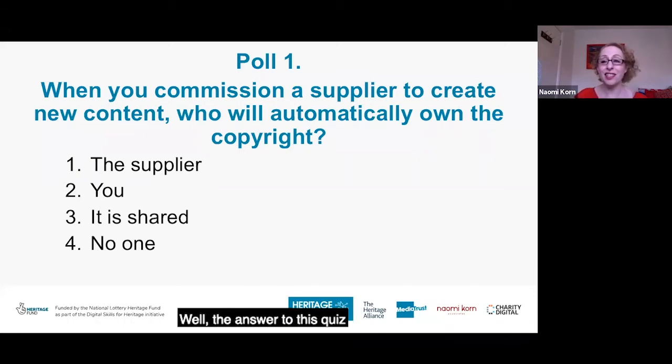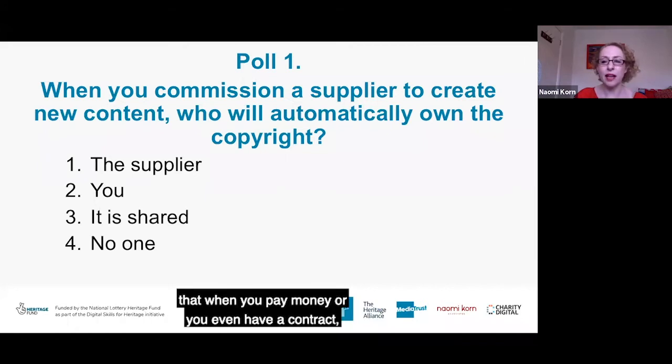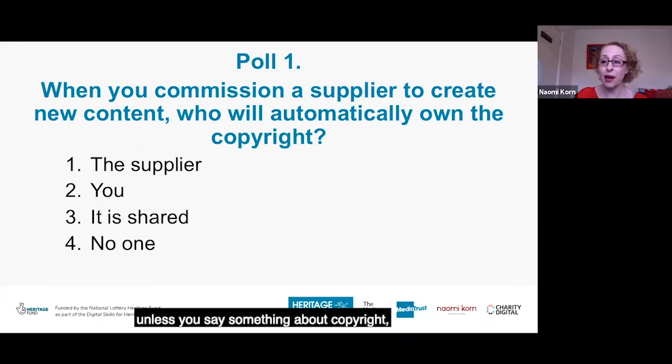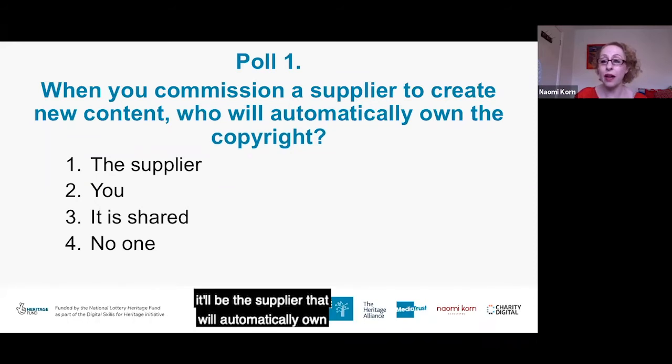Well, the answer to this quiz is simply that automatically, when you commission a supplier to create new content for you, the person who will automatically own the copyright will be the supplier. So that's really important to understand, that when you pay money or you even have a contract, unless you say something about copyright, it'll be the supplier that will automatically own the copyright.